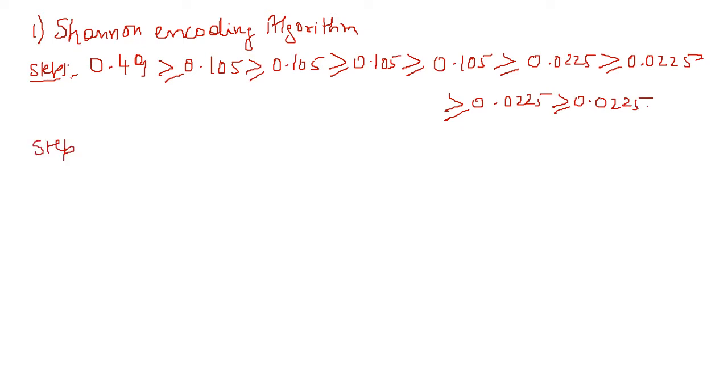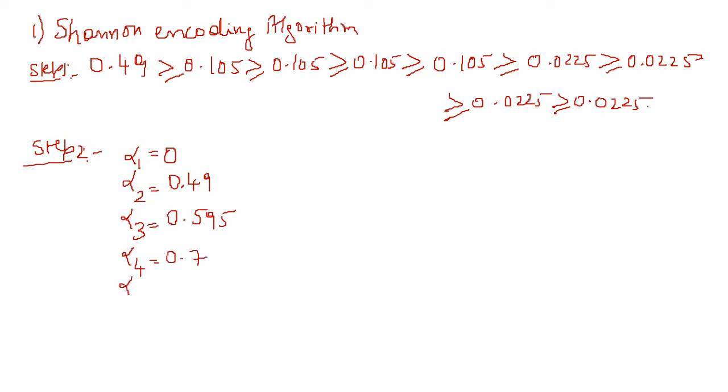Next step 2 is finding the alphas. So alpha 1 is equal to 0. Alpha 2 is p1, which is 0.49. Alpha 3 is P1 plus P2. Add the probability values, so you'll get alpha 3 equal to 0.595. Alpha 4 is equal to P1 plus P2 plus P3. You are going to get 0.7. Alpha 5 will be equal to 0.805.